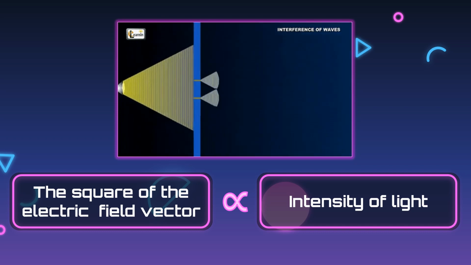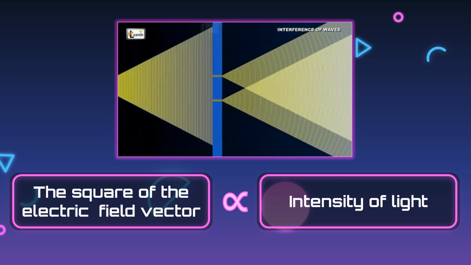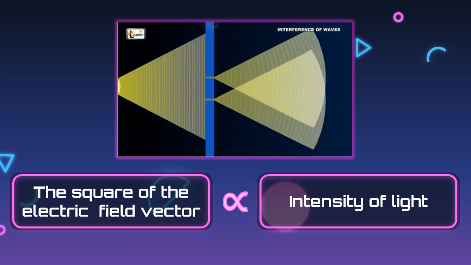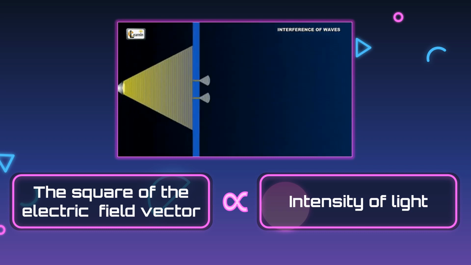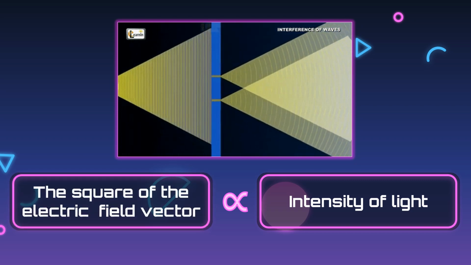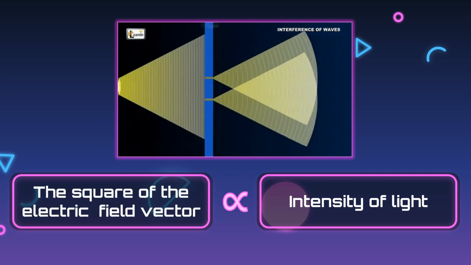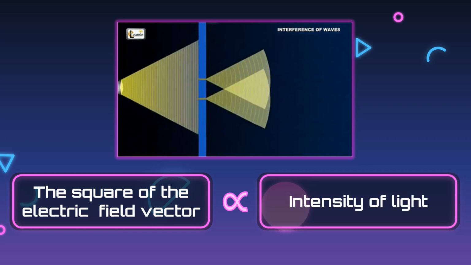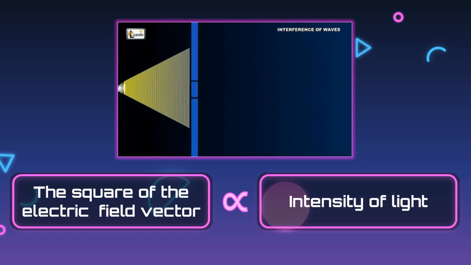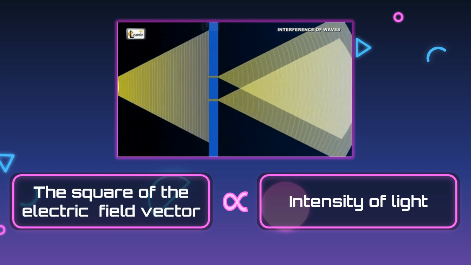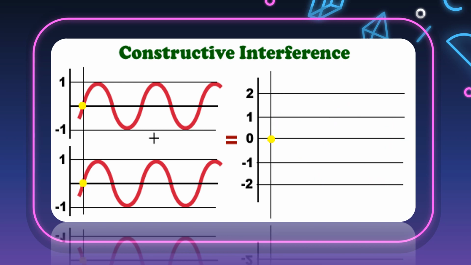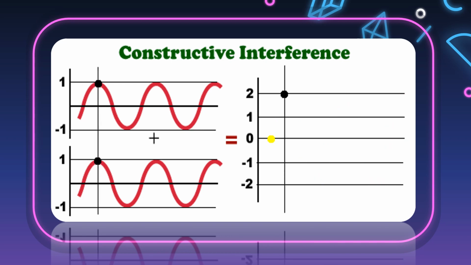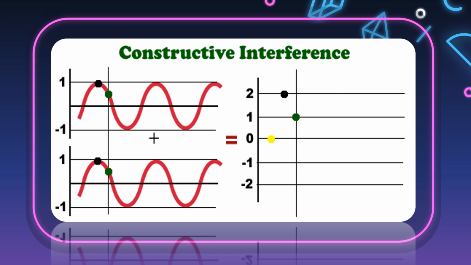We have no way of sensing changes in electric field because we are not superhuman, but we can sense the change in brightness of light. The square of the electric field vector is directly proportional to the intensity of light, which in turn is related to brightness. There are two kinds of interference: constructive interference and destructive interference. First, let's tackle constructive interference.